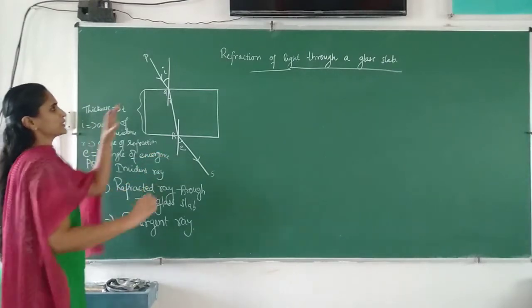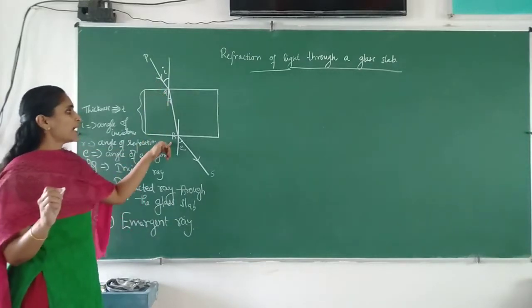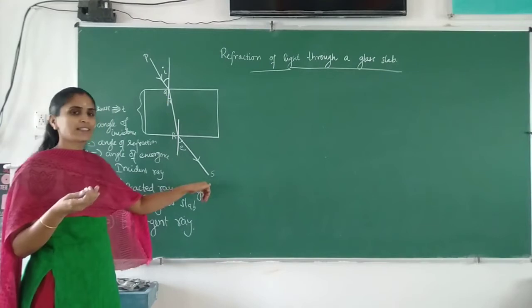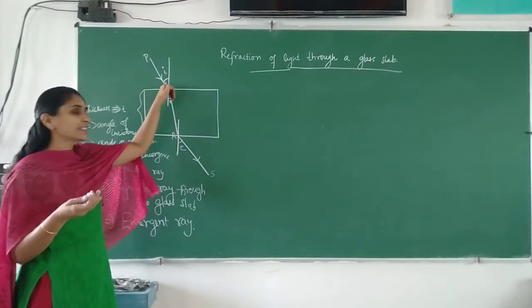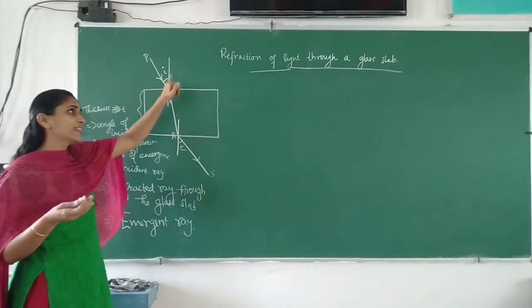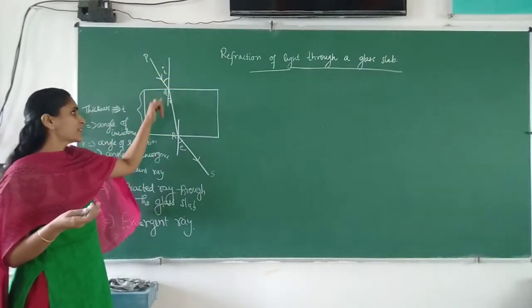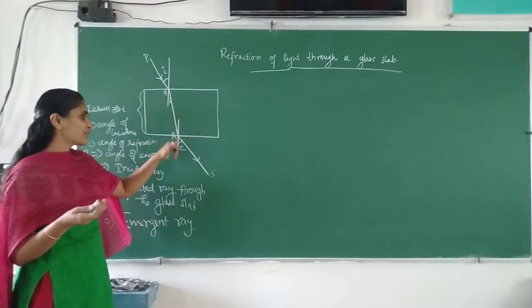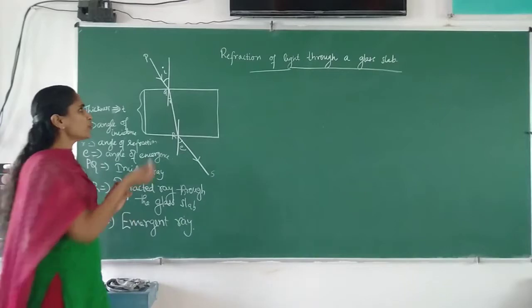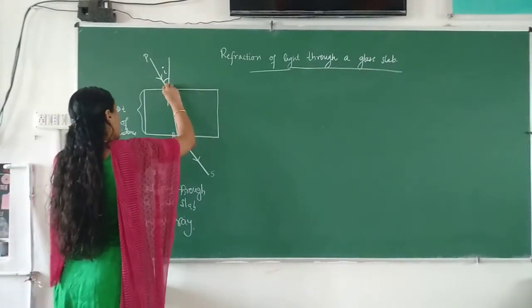So the diagram is clear. PQ is the incident ray, QR is the refracted ray through the glass slab, and RS is the emergent ray. I is the angle of incidence, the angle made by the incident ray with the normal. The angle made by the refracted ray with the normal is the angle of refraction, and this is the angle of emergence. If you extend this incident ray, you can see that.